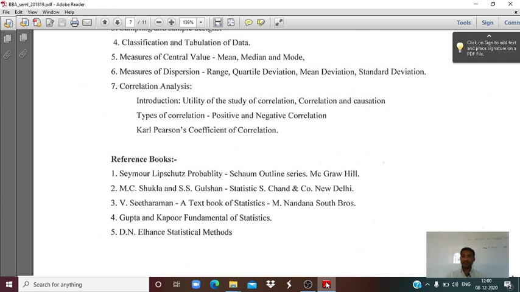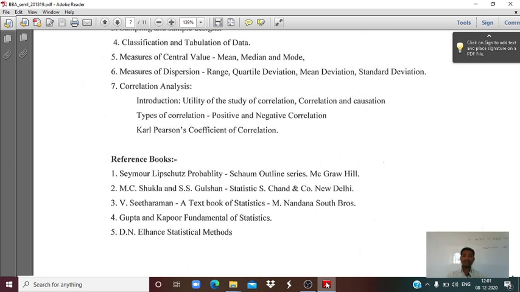There are 7 questions in your examination. Question number 1 is compulsory and is objective-based, for 20 marks. In that question you have answer in one sentence, fill in the blanks, true or false, and multiple choice questions, 5 questions each, and each question is for 1 mark, so question number 1 is totally for 20 marks. Got it? Question number 1 is a compulsory question for 20 marks.